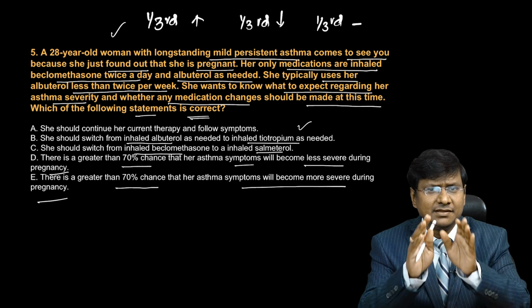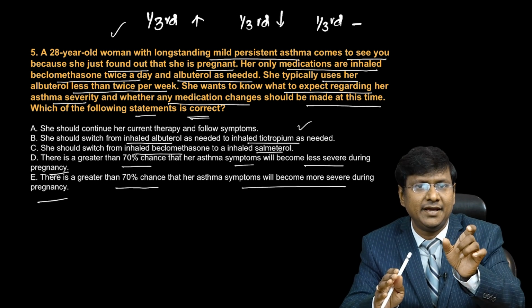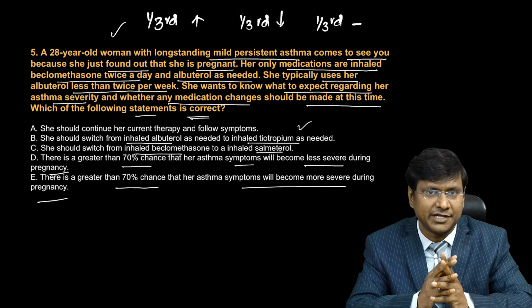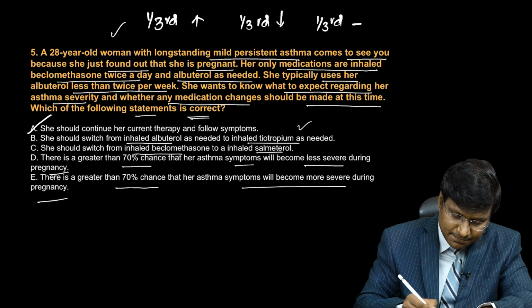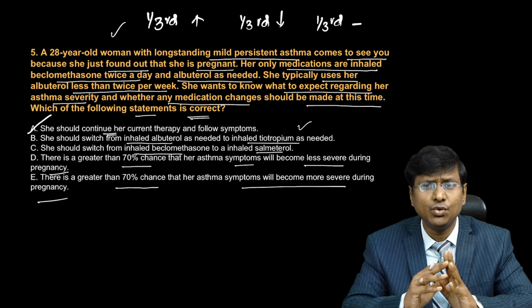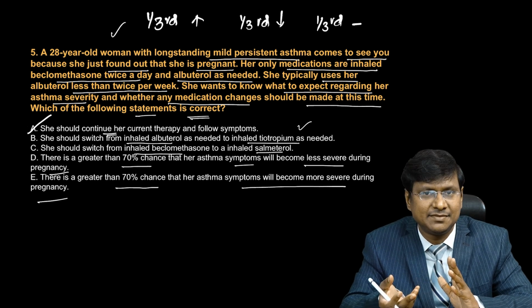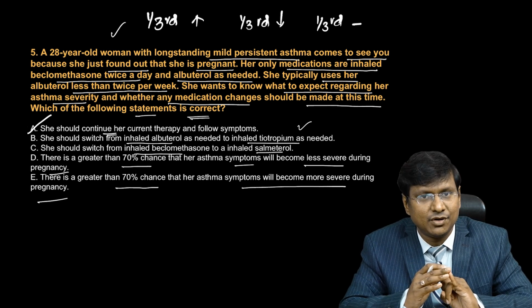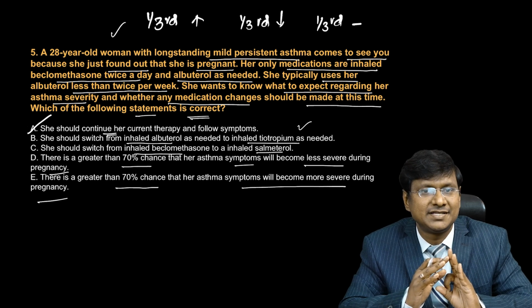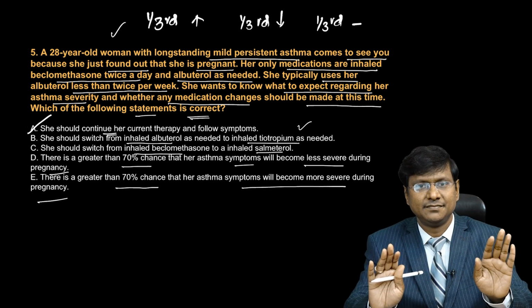But the point is, the drugs that have been used for many years in asthma therapy have now been shown to be completely safe without teratogenic potential. That is the reason why she should continue her current therapy and follow the symptoms. So what are the safe drugs that can be given in asthma in pregnancy? Short-acting beta agonists like albuterol, inhaled corticosteroids like beclomethasone, and phosphodiesterase inhibitors, that is theophylline. These are the drugs which are completely safe.